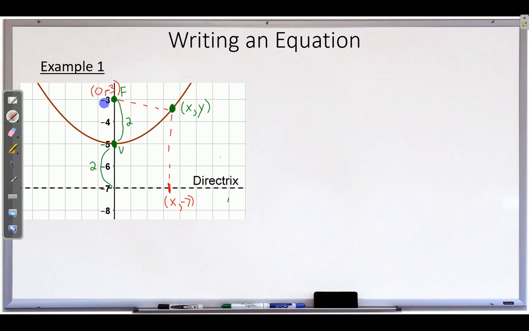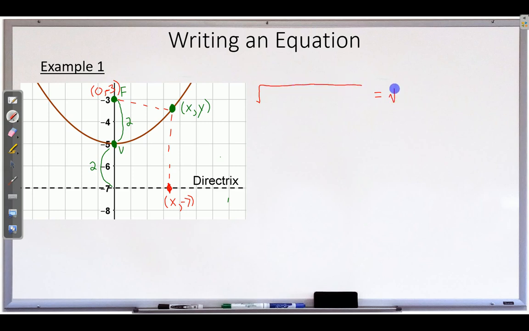And the distance from this point to this point must be the same as the distance from this point to this point down here. And so we're going to find the distance between those two and set them equal to each other. Now the distance formula. If it's been a while, you can learn it as we go.